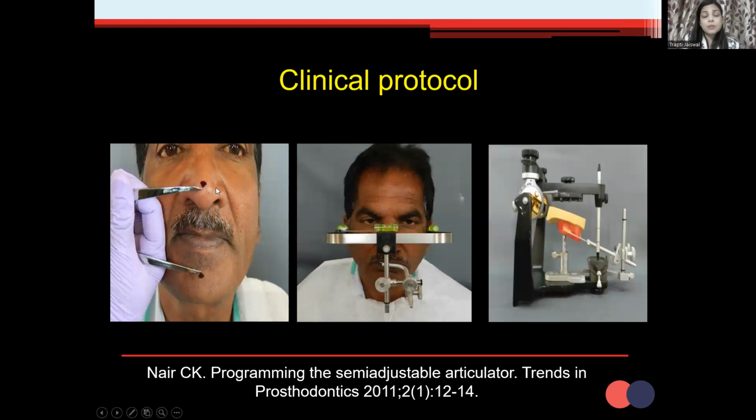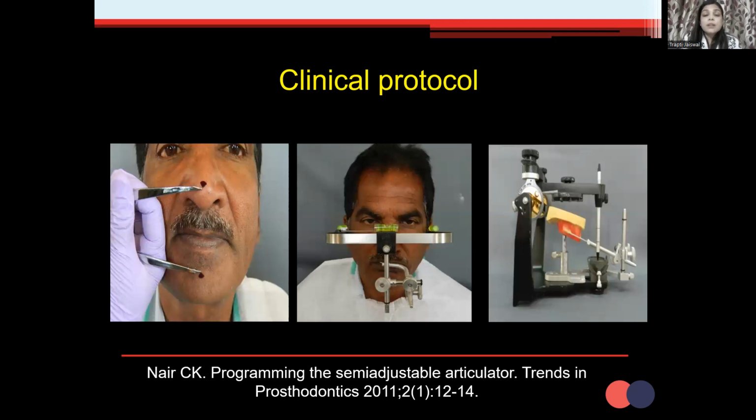We will mark 2 points, on the tip of the nose and the most prominent point of the chin, and then we will record the physiological rest position, using these facial measurements as a guide, and by using phonetics as a method, like asking the patient to repeat the letter M, or the tactile sense as a method. We will determine the physiological rest position, and that position helps us determine the vertical dimension of occlusion.